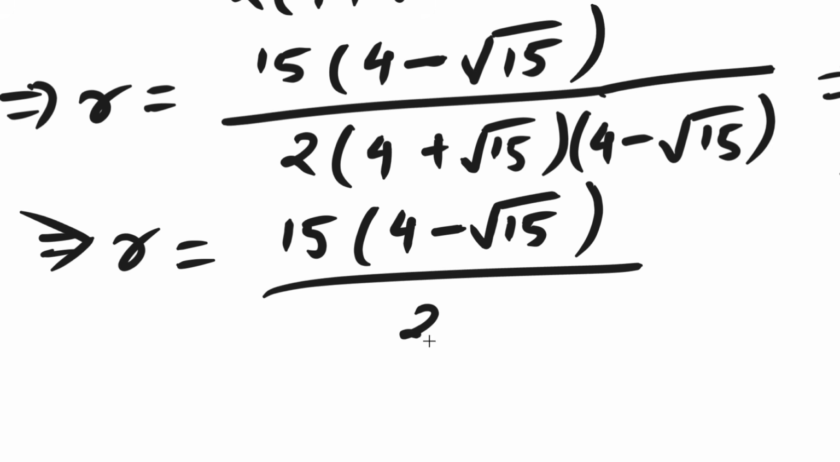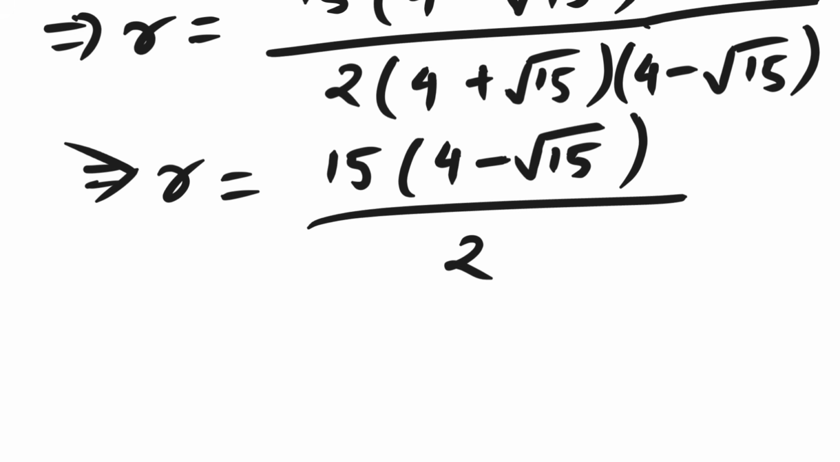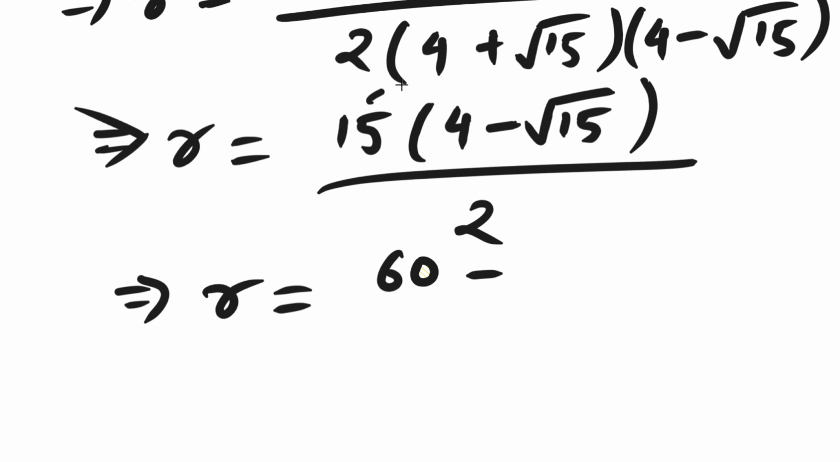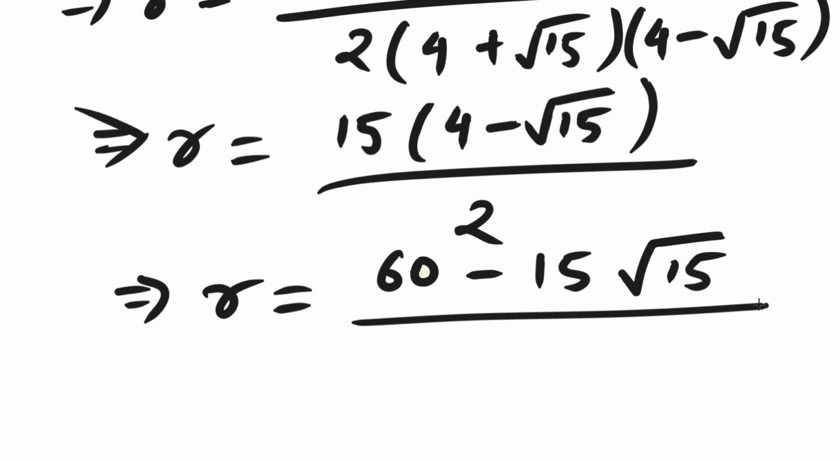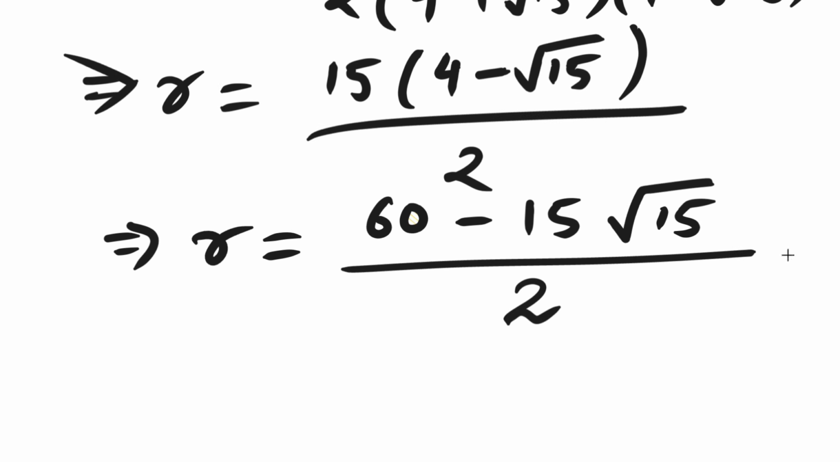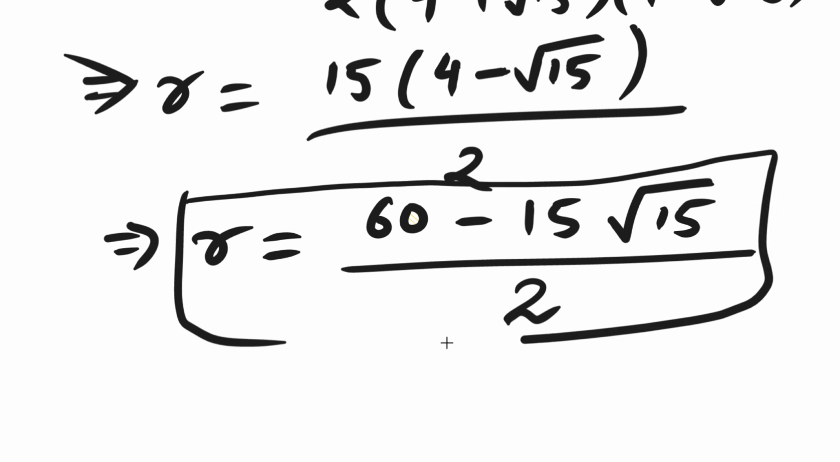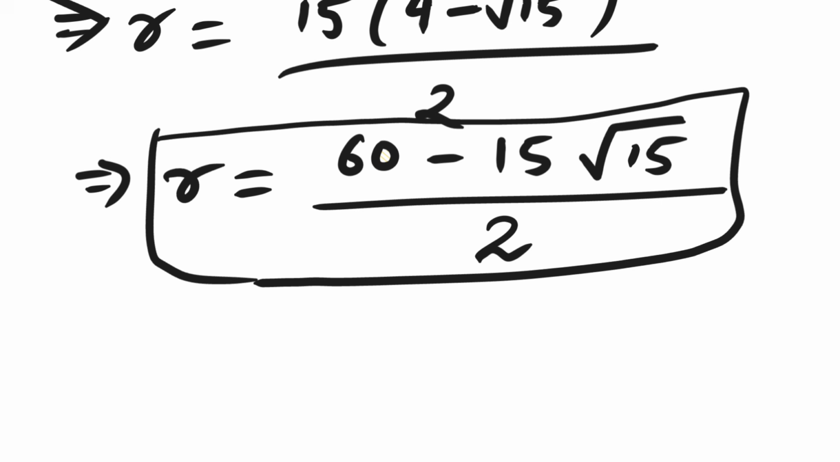If we distribute the 15 in the numerator, 15 multiplied by 4 gives 60. And 15 multiplied by the square root of 15 gives 15 times the square root of 15. So the exact answer is r equals the quantity 60 minus 15 times the square root of 15, all divided by 2.